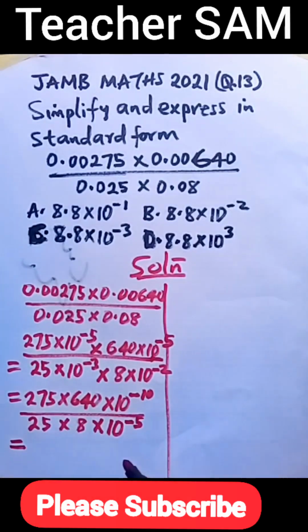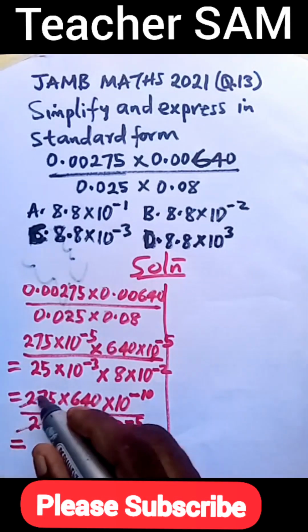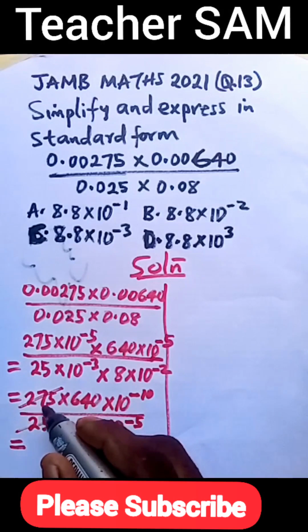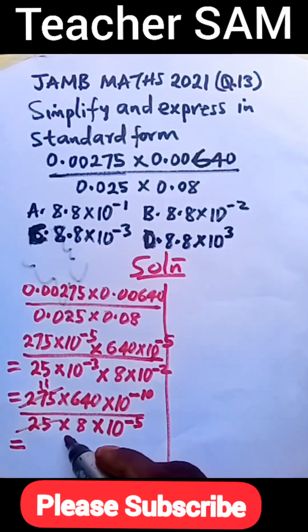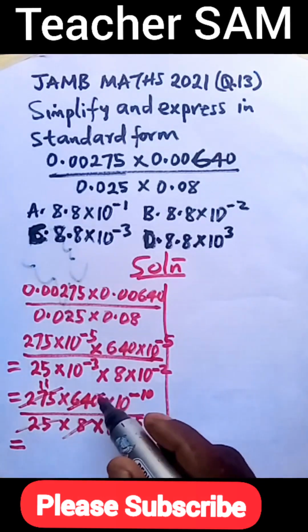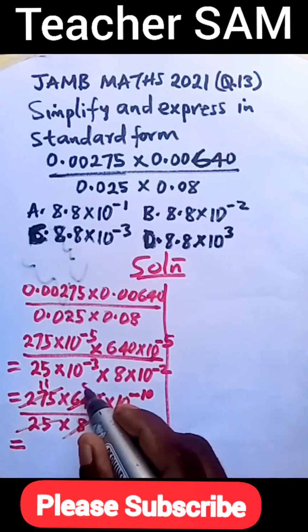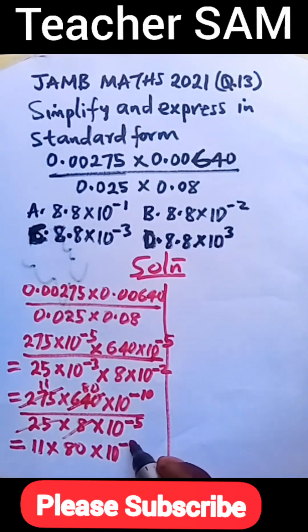Now we go ahead and divide. If 25 goes into 275, you have 11. Now if 8 goes into 640, you have 80. So we have 80 there. Now we are left with 11 times 80 times 10 raised to negative 10.